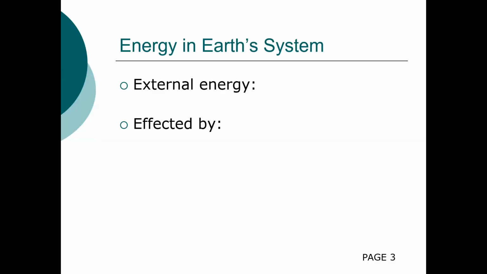So since Wednesday, we've been talking about energy in the Earth system. So talking about the Earth and the sun kind of as one group. So we talked about external energy last week. What's external energy? Outside. Energy from outside the Earth, such as the sun. So we have the sun, which is shooting down energy at us.